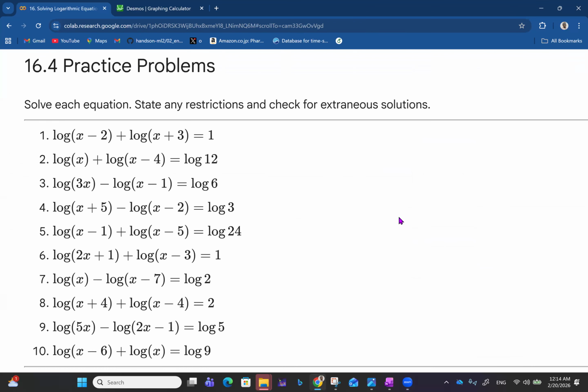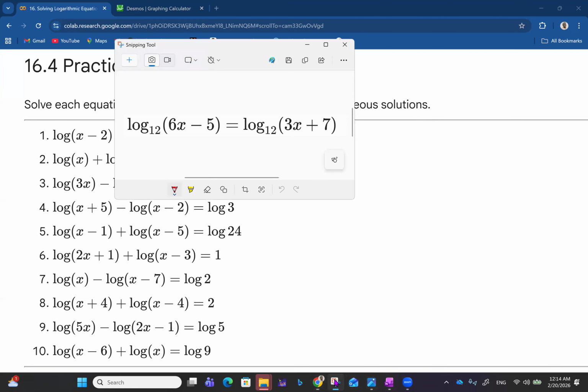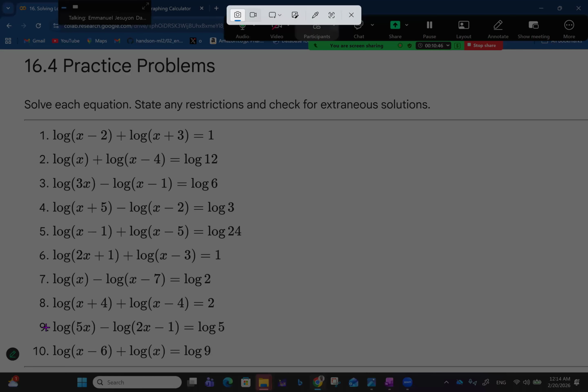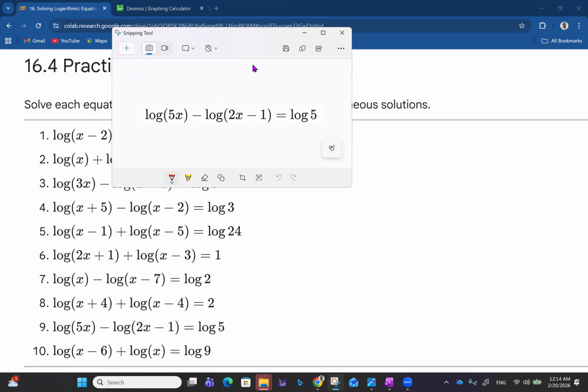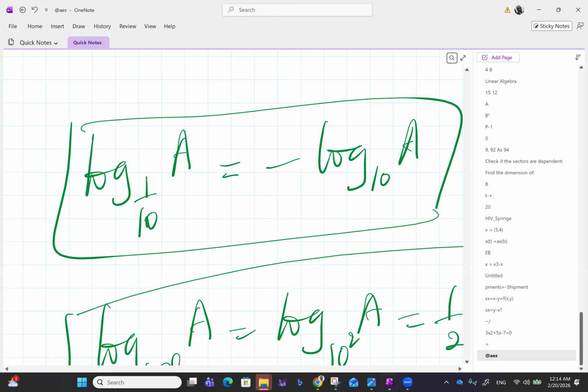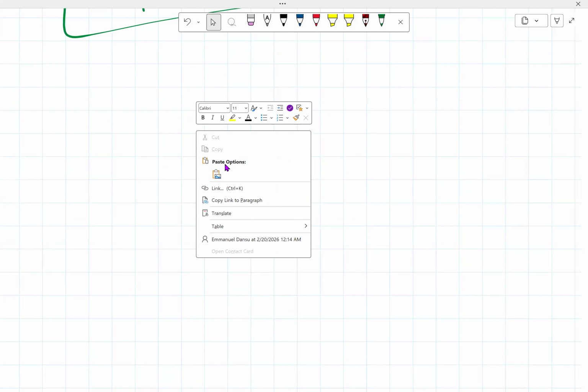So we come to practice questions where I get to solve two questions in this case. To solve each equation, state any restrictions and check for extraneous solutions. So which should I go for? Nothing has a quadratic term, so I think I'll just pick any one at random. Okay, let me pick question 9. So I'll just snip it like this, and then I'll copy this to the worksheet. Right click and paste.